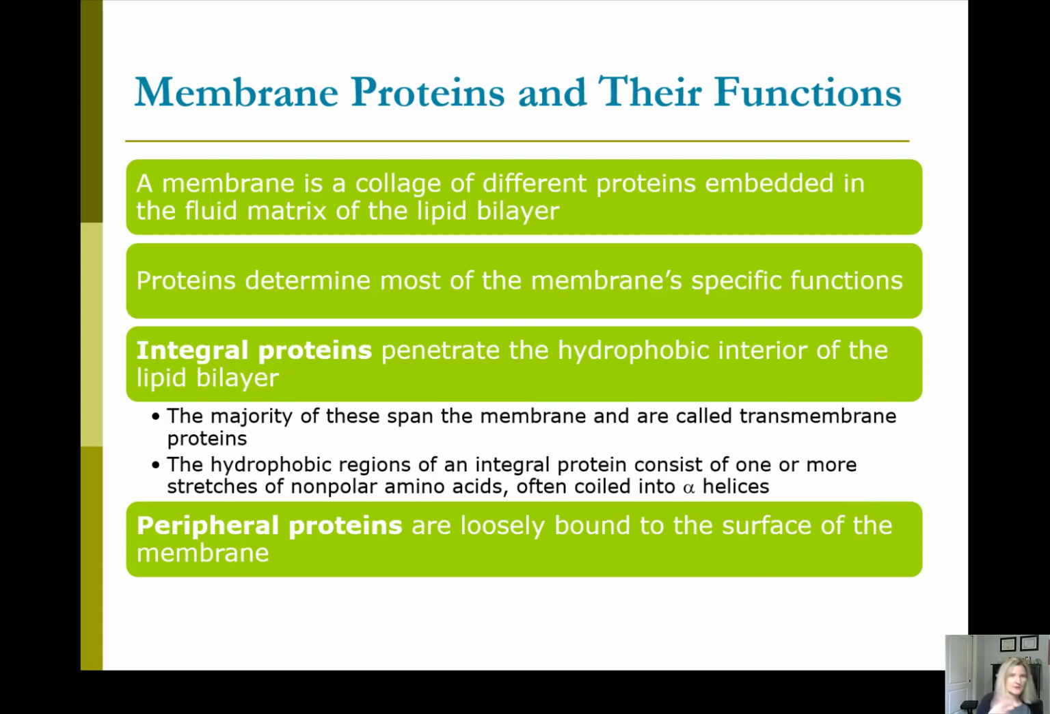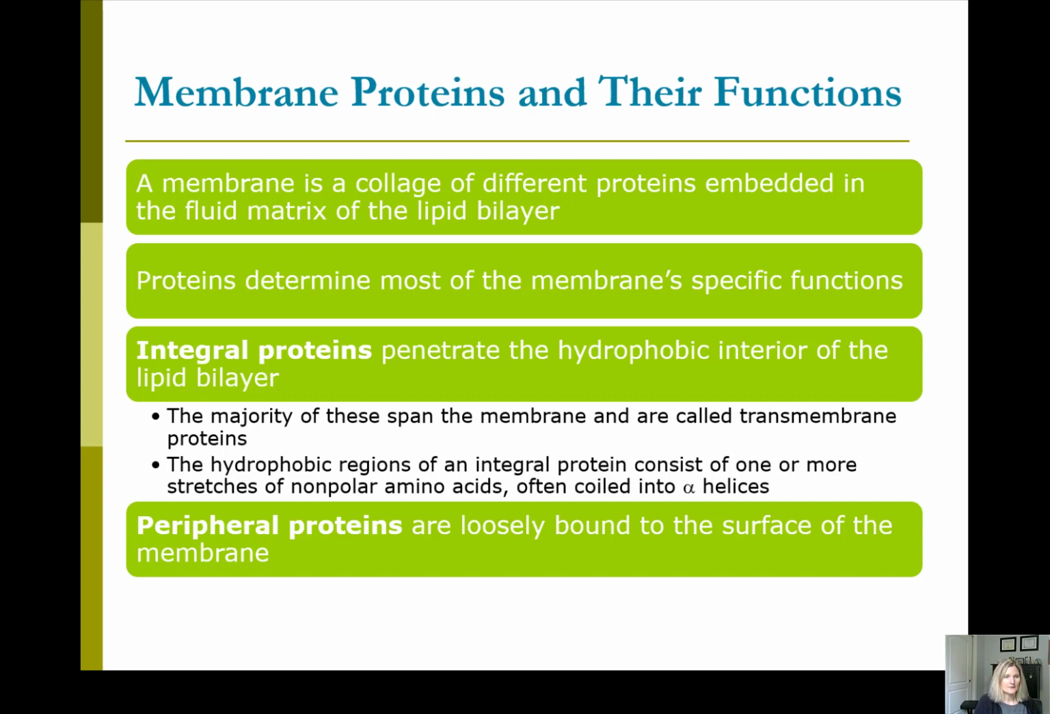So that's the phospholipid part. Let's talk about those other components in our plasma membrane. So we have the proteins that are embedded in the plasma membrane itself. And a lot of times these proteins are involved with a number of different, specific functions.